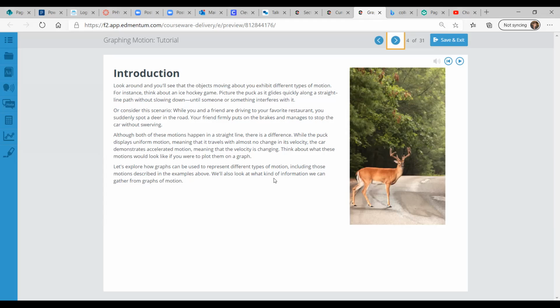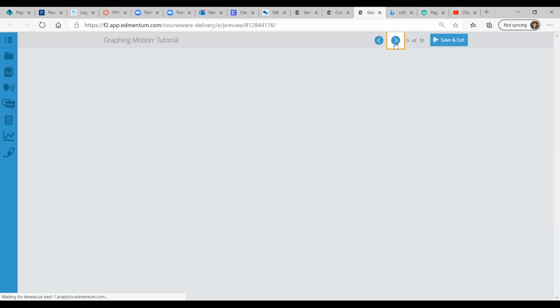Although both of these motions happen in a straight line, there is a difference. While the puck displays uniform motion, and uniform motion means it travels with almost no change in velocity, the car demonstrates accelerated motion, meaning that the velocity is changing. Think about what these motions would look like if they were on a graph instead. So let's look at what those would look like.